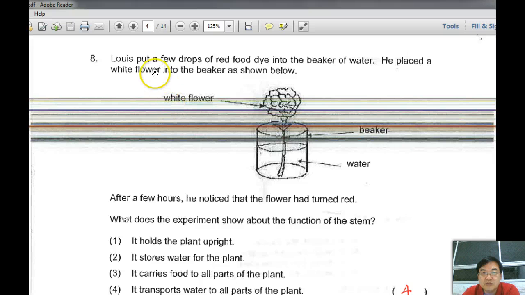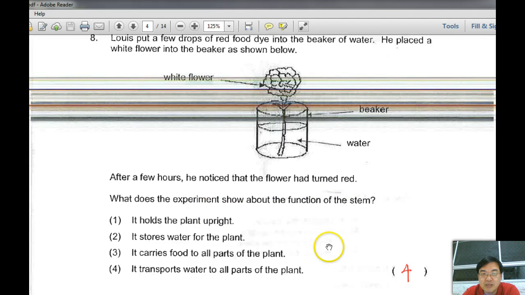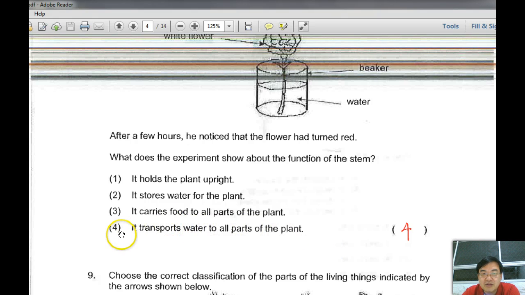Alright, next, Louis puts a few drops of red food dye, okay, over here, color, into the beaker of water. He placed the white flower into the beaker as shown below. After a few hours, he noticed that the flower had turned red over here. Right, obviously the water has been absorbed, and you turn the white flower red, or probably pinkish. What does the experiment show about the function of the stem? Okay, right, it is number 4, transport water to all parts of the plant, including the flower.